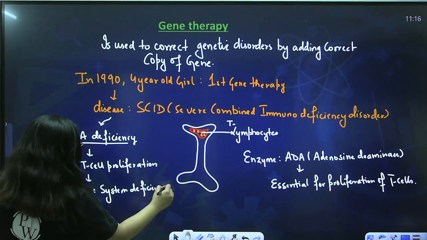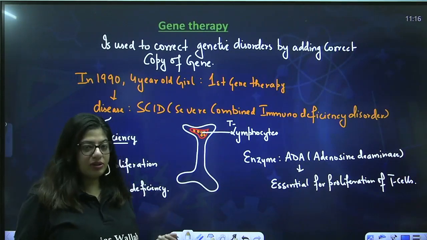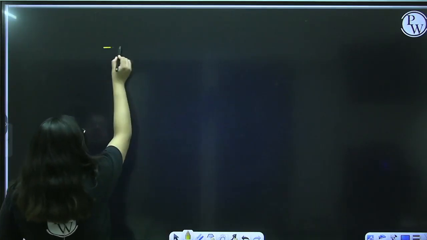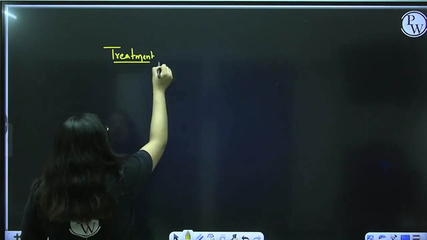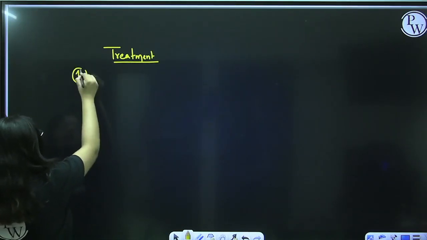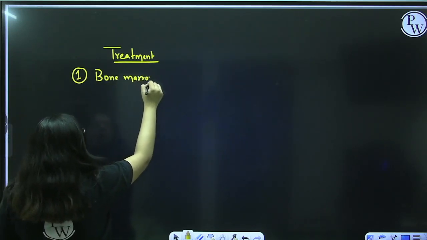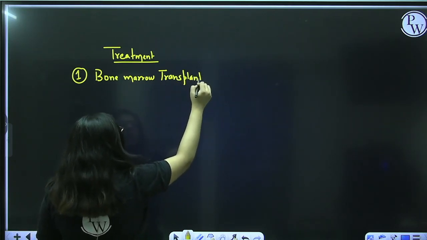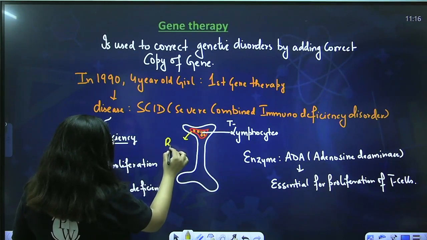So that was a problem. Now, what are the methods by which you can cure this disease? Let's see what treatment options we have for this disorder. The first treatment option we have is bone marrow transplant, because these cells are getting proliferated in the bone marrow. As I've told you, it's a red bone marrow. You can see here this structure, what it was, red bone marrow.